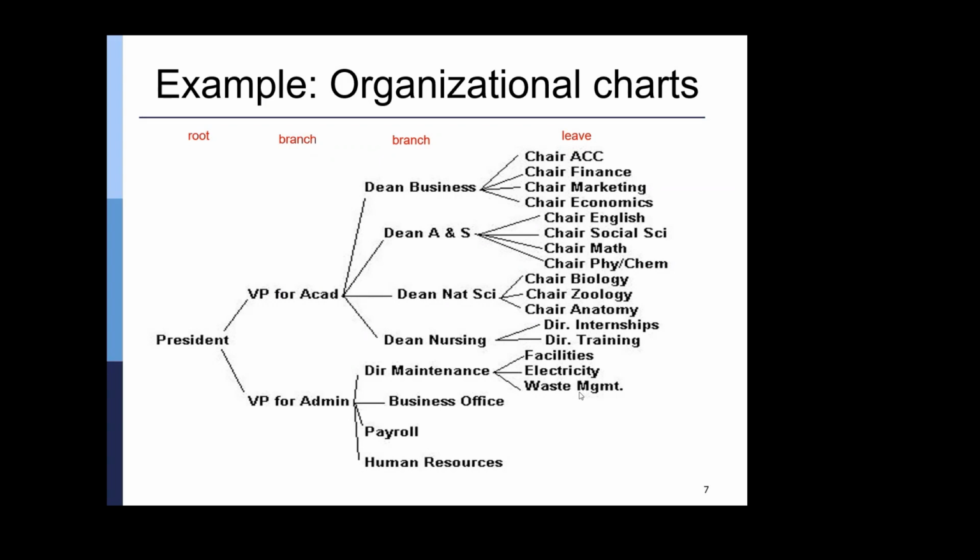So how many levels are here? The key is to find the root. The root is level 0. So what is the height of this tree? 3. Okay, let's find out. So the root is 0, 1, 2, 3. Correct.